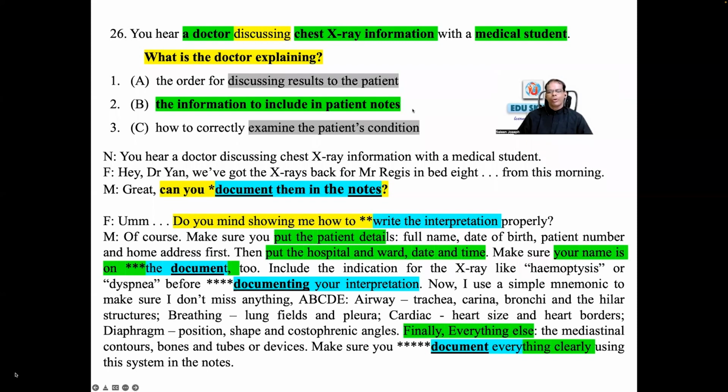So the synonym of the patient notes is being repeated again and again, whereas you have nothing to do with the patient. The word patient is never mentioned, patient condition is never mentioned, right? The first option and third option talk about discussing results with the patient and examining the patient's condition. That's not given at all. Nothing is mentioned about it.